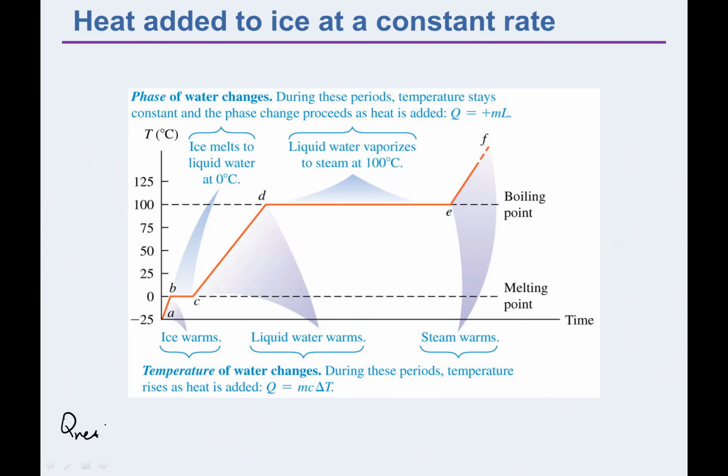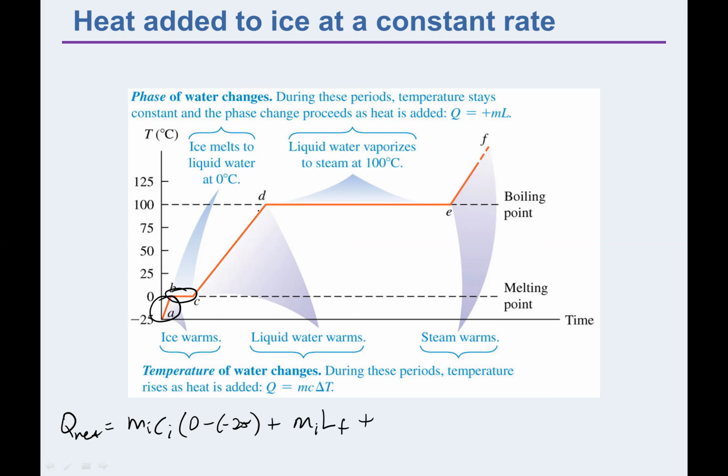So Q net is equal to Q stage 1. Q1 is this stage where I take mass 10 grams of ice times specific heat of ice and change the temperature from negative 25 to 0, so 0 minus negative 25. Then I add energy for stage 2, and over there I have a phase change, which is mass of ice times heat of fusion.